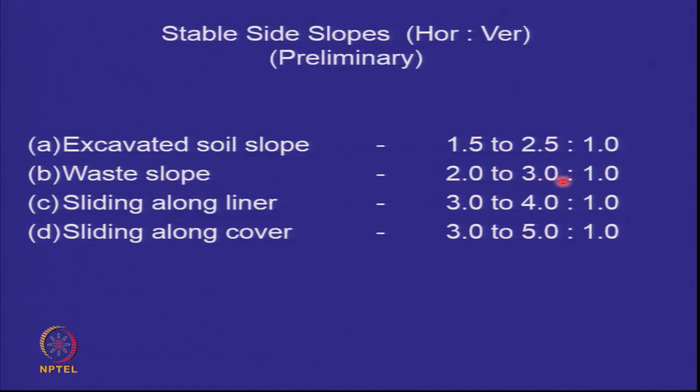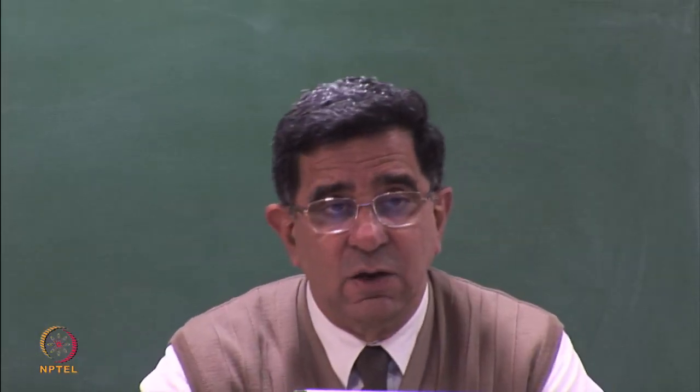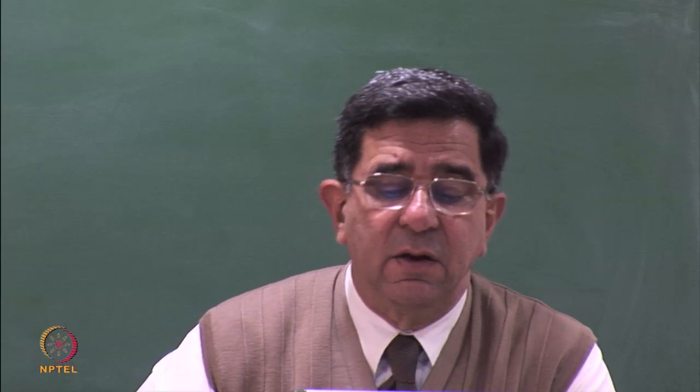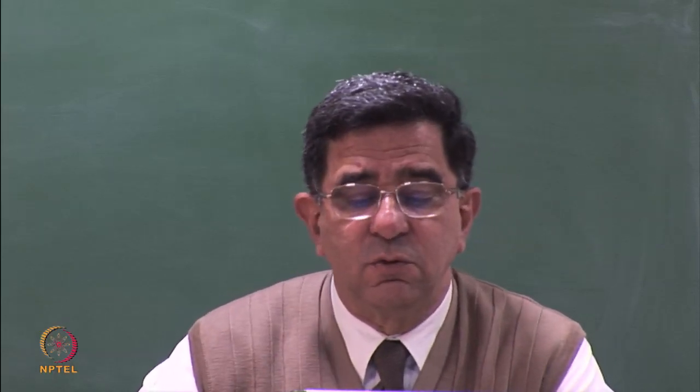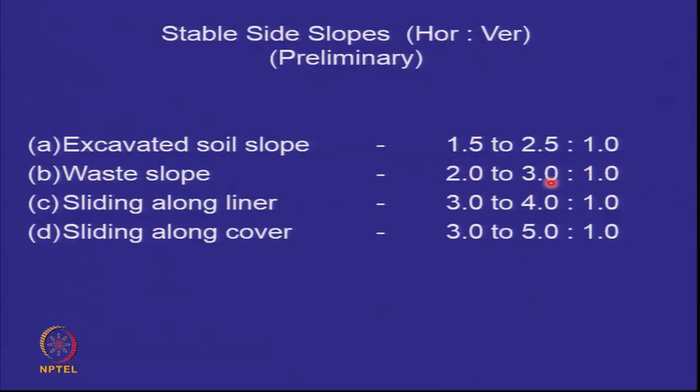In the intermediate cover slope, or the slope of the waste, which goes to a pretty high value as you close the face, normally you use slopes of 2 horizontal to 1 vertical to 3 horizontal to 1 vertical. But sliding along the liner and sliding along the cover, the slopes are flatter. Typically for soil embankments, you will be handling slopes of 1.5 to 2:1.